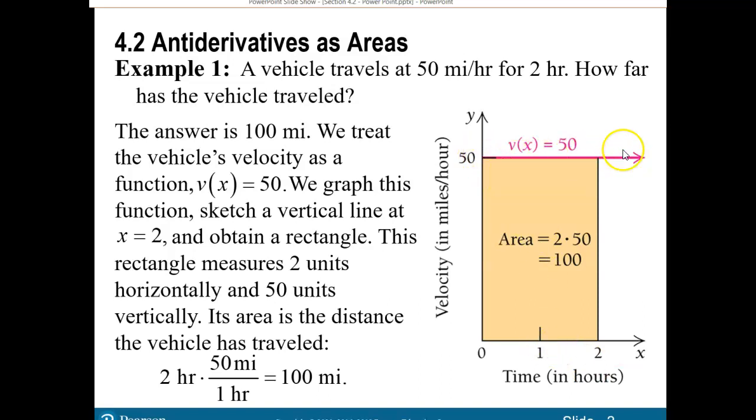So if you have a velocity function given, and you're blocked off with an ending value, in this case our time of 2 hours, you look at the area under the curve. Our rectangle formula here would be 2 by 50. 2 times 50 is the area, which is 100. So the area of that enclosed space between your velocity function and your x-axis is the same as distance traveled. We're going to utilize that idea to help us solve problems in this section.